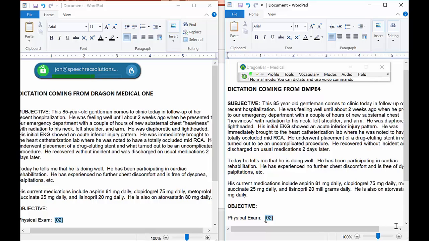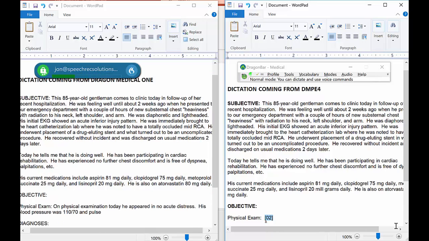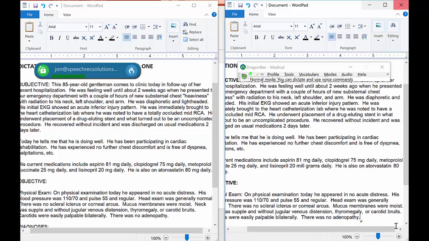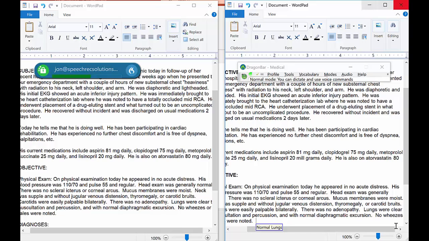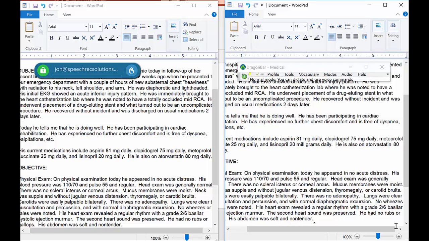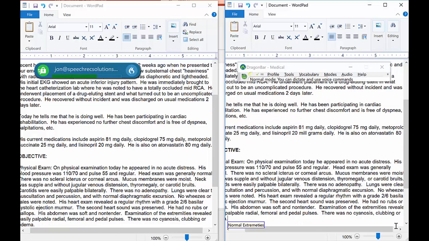His blood pressure was 110 over 70 and pulse 55 and regular, period. Normal head, normal neck, normal lungs. His heart exam revealed a regular rhythm with a grade 2 over 6 basilar systolic ejection murmur, period. The second heart sound was preserved, period. He had no rubs or gallops, period. His abdomen was soft and non-tender, period. Normal extremities. Next field.